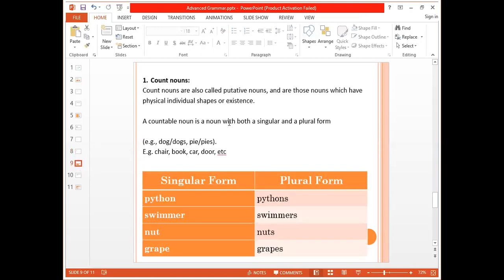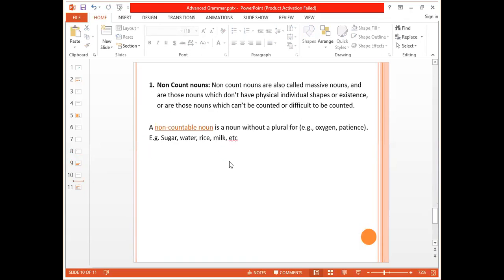Let's come to countable nouns and uncountable nouns. What are countable nouns and uncountable nouns? Countable nouns are those nouns that can be counted very easily, and you are quite familiar with this type of noun. You can count 1, 2, 3, like students, boy, boys, girls. We call them countable nouns. And a noun you cannot count, we call an uncountable noun.